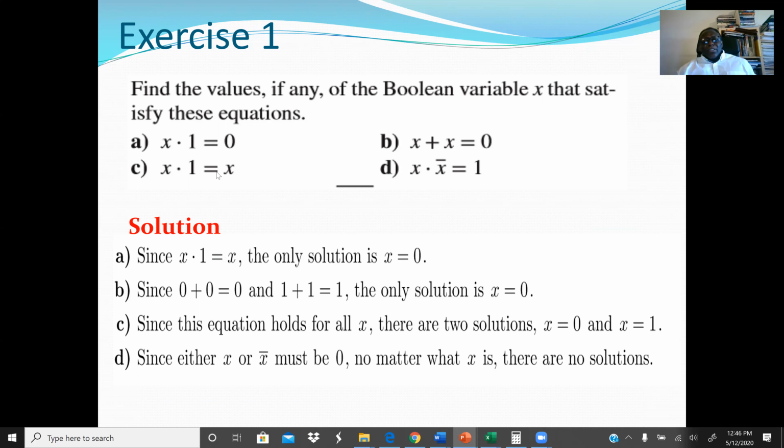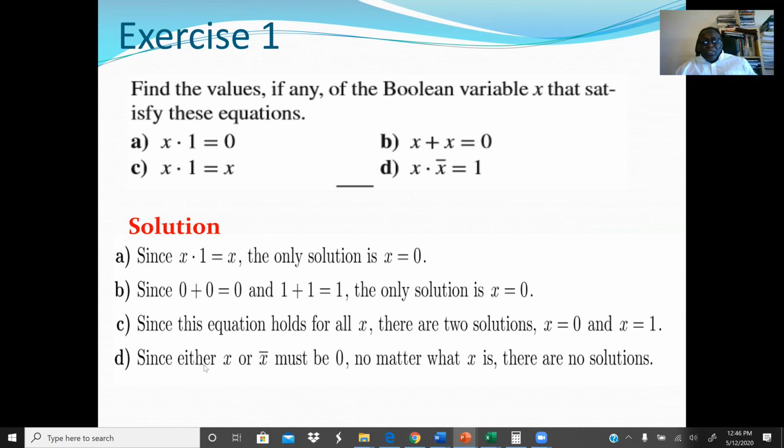Then C says x times 1. It says, yeah, that's true, because since this is multiplication, if x is 0, the answer will be 0. If x is 1, the answer will be 1. So we say since this equation holds for x, there are 2 solutions: if x is 0 and also if x is 1.